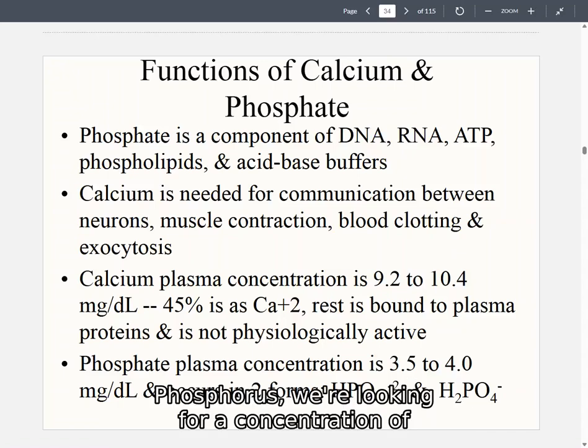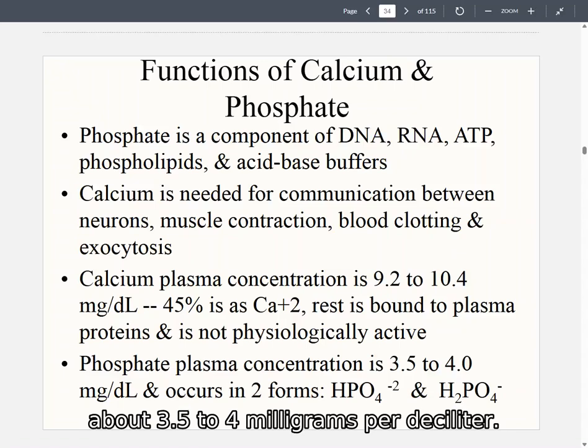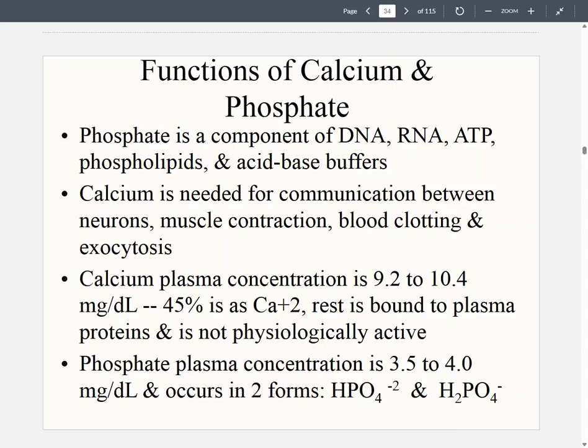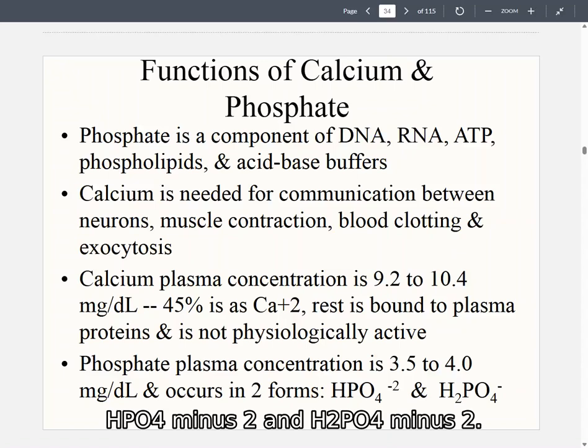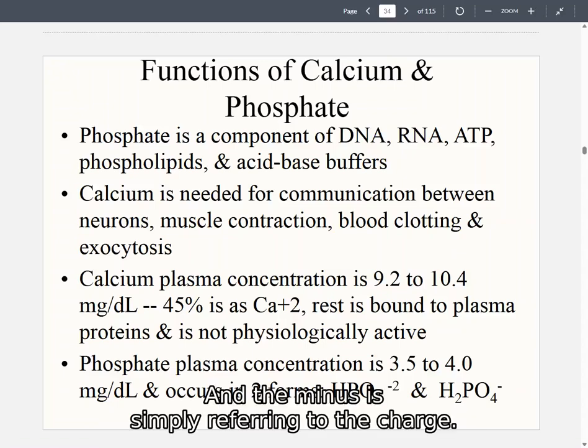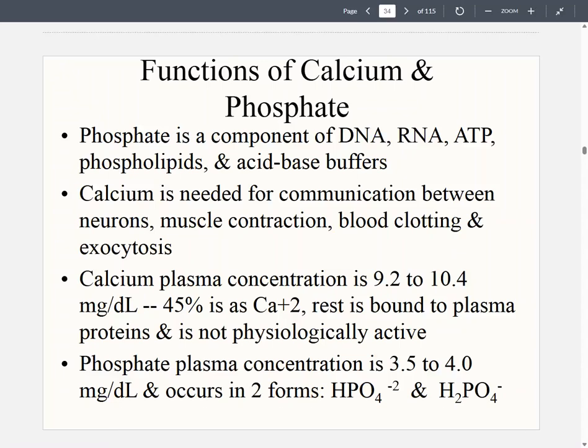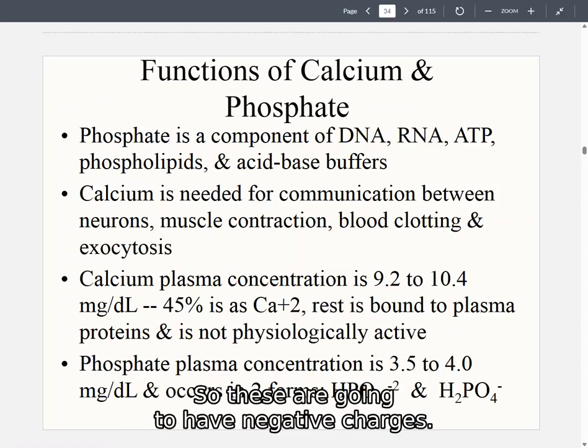For phosphorus, we're looking for a concentration of about 3.5 to 4 milligrams per deciliter, and it is also going to hang out in two different forms, HPO4 minus 2 and H2PO4 minus. The minus is simply referring to the charge, so HPO4 and H2PO4, essentially. So these are going to have negative charges.